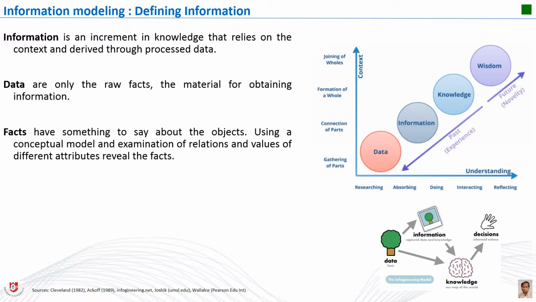Facts have something to say about the objects. Using a conceptual model, examination of relations and values of defined attributes reveals the facts. Some attributes with values identify objects, while others help characterize them. A message, which is an element of information, is also about a certain fact and contains values of attributes needed to identify and characterize an object.